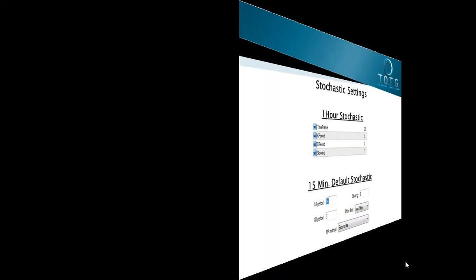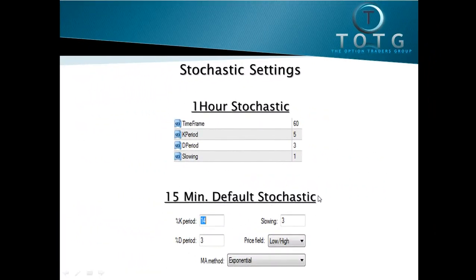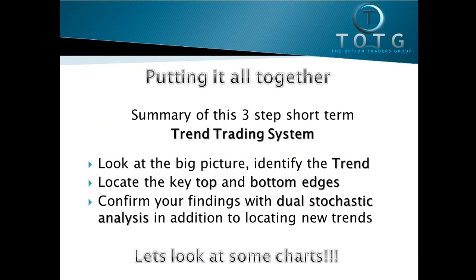Okay, so back to the slides here. So on the 15-minute default stochastic, you want to use a 14, 3, and 3 setting. So 5, 3, 1, 14, 3, and 3. Okay, so putting it all together, summary of this 3-step short-term trend trading system. You want to look at the big picture, identify the trend, then you want to locate key top and bottom edges, and then you want to confirm your findings with dual stochastic analysis in addition to locating new trends that are starting to appear. Okay, so let's look at some chart examples.